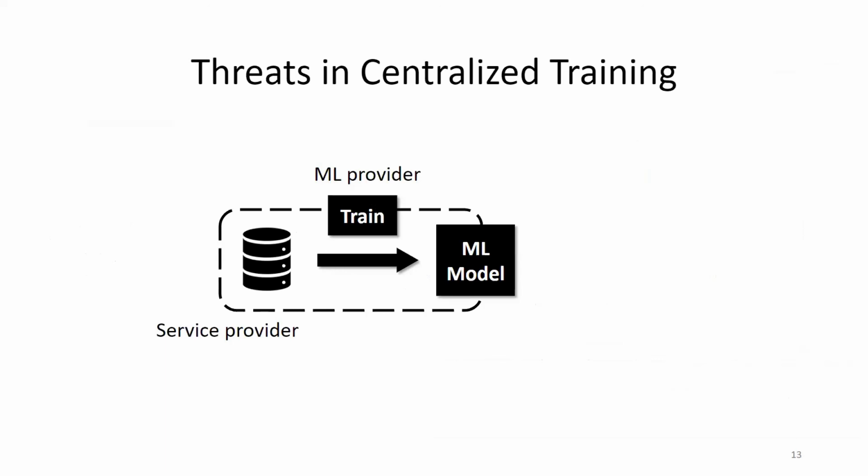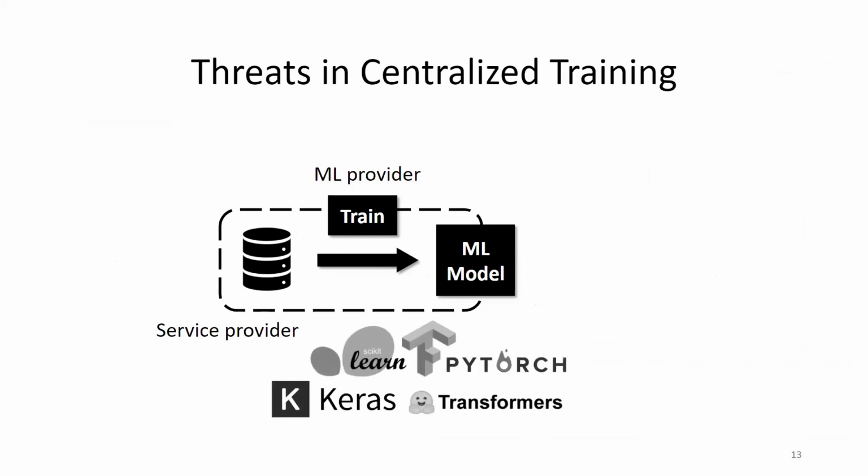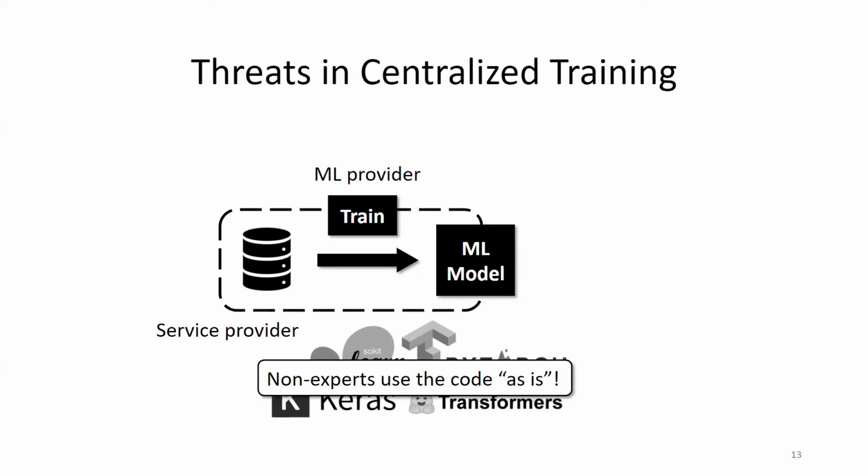And one example is these popular ML libraries such as scikit-learn, TensorFlow, or Keras. And these libraries are super awesome. They provide very easy to use APIs. You can train a state-of-the-art model in just a few lines of code. So for non-experts like me, we're just going to use the code as is for training without really checking the lower level implementation of these complicated ML libraries. So what could go wrong in this case, given that people might use the code blindly for training?